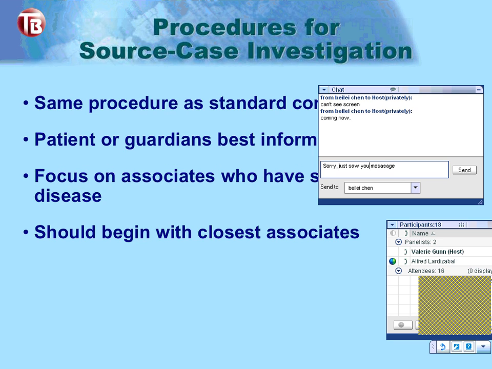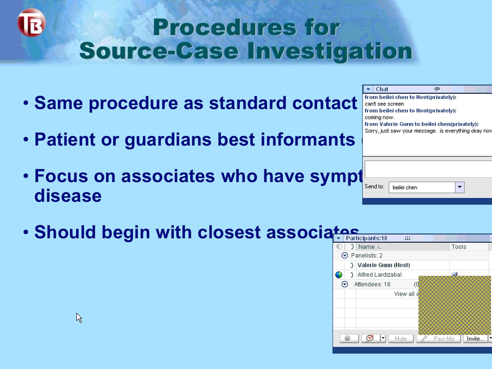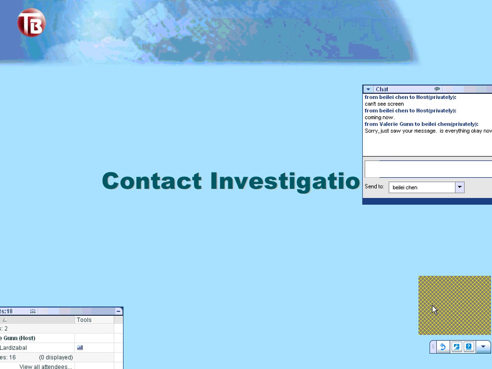The procedures in carrying out source case investigations generally use the same procedures as standard contact investigations. The best source, obviously, of information would be the child's parents or guardians. Investigation should begin with the closest associates, and certainly should focus on the associates who have symptoms that may be suggestive of TB disease.